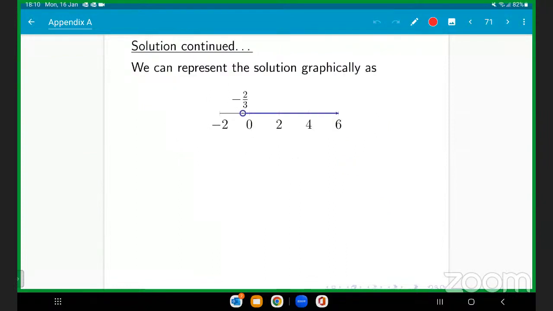And we can represent the solution graphically on the number line as follows. So this blue line traced over the number line represents all the numbers x which satisfy the given inequality. Since the inequality was strict, remember it was x greater than minus 2/3, we do not include the number minus 2 over 3 itself. So that is why there is an open circle at the number minus 2/3.